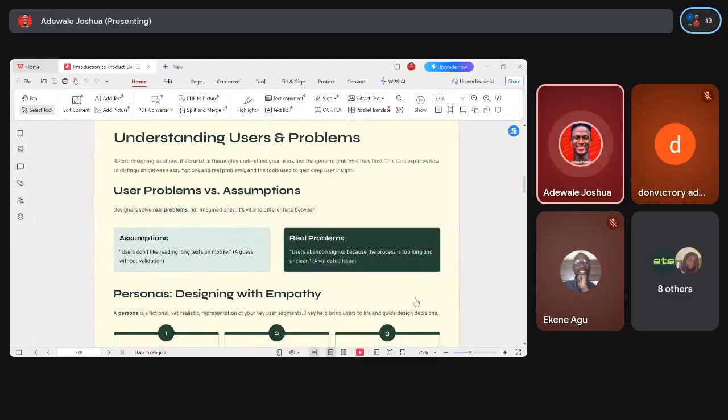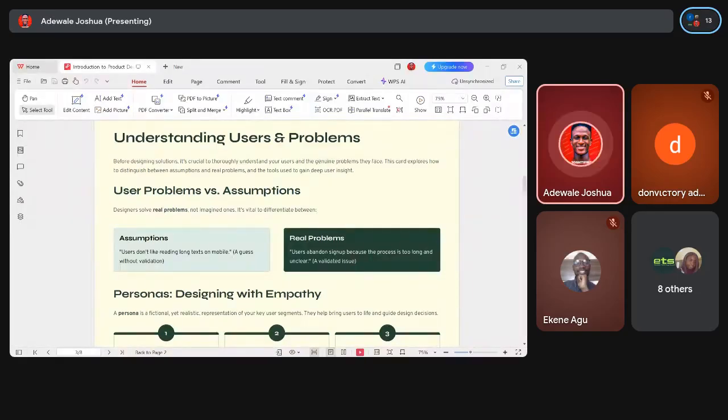Don't just give an assumption that okay, yeah, this my solution will solve the problem. What I'm coming up with will solve the problem. No, make thorough research. So sorry for that. So yeah, designers solve real problems, not imagined ones. So you should not be filled with a whole lot of assumptions and imaginations. You are solving real problems.